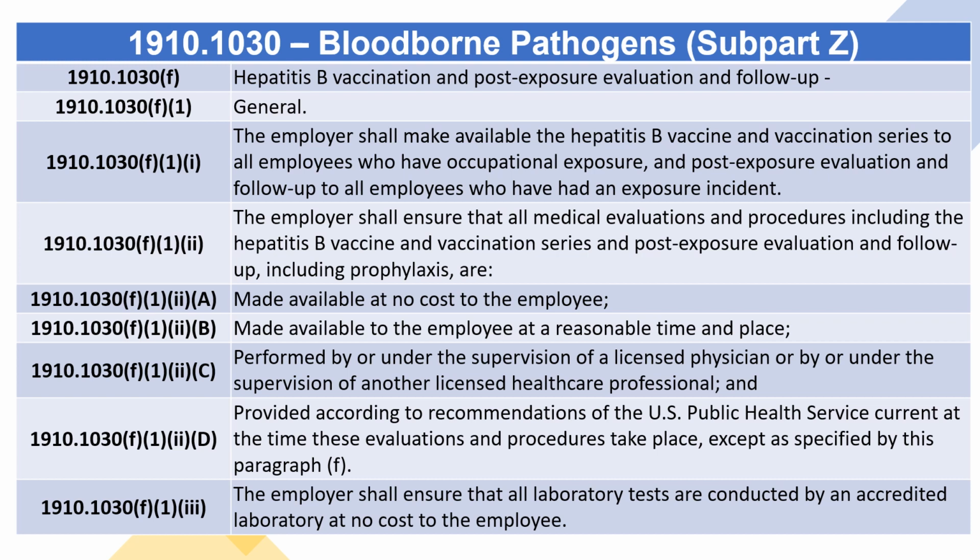1910.1030(f)(1)(i). The employer shall make available the hepatitis B vaccine and vaccination series to all employees who have occupational exposure, and post-exposure evaluation and follow-up to all employees who have had an exposure incident. 1910.1030(f)(1)(ii). The employer shall ensure that all medical evaluations and procedures including the hepatitis B vaccine and vaccination series and post-exposure evaluation and follow-up, including prophylaxis, are, (A) through (D), made available at no cost to the employee, made available to the employee at a reasonable time and place, performed by or under the supervision of a licensed physician or by or under the supervision of another licensed healthcare professional, and provided according to recommendations of the U.S. Public Health Service current at the time these evaluations and procedures take place, except as specified by this paragraph (f).